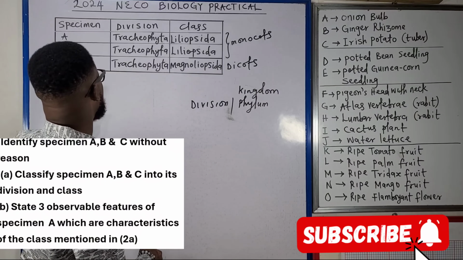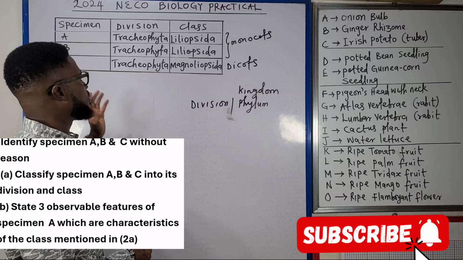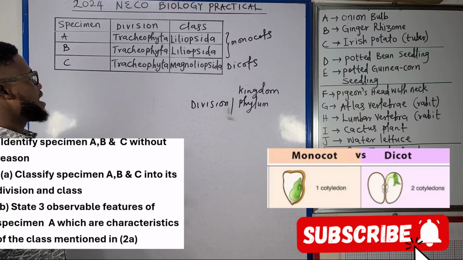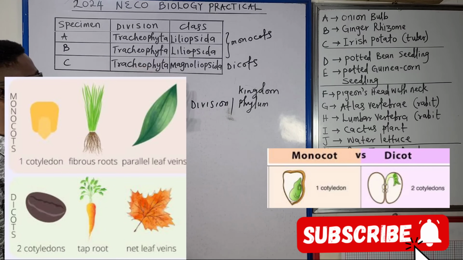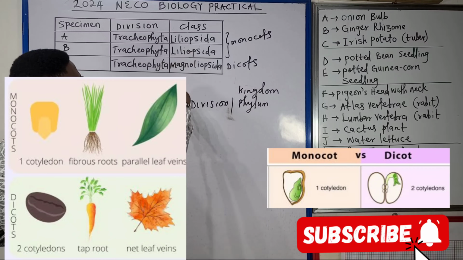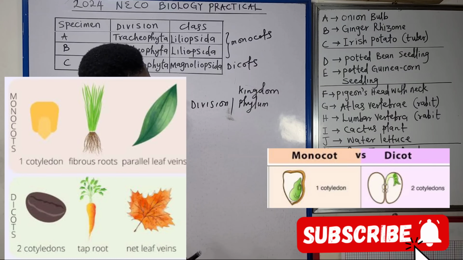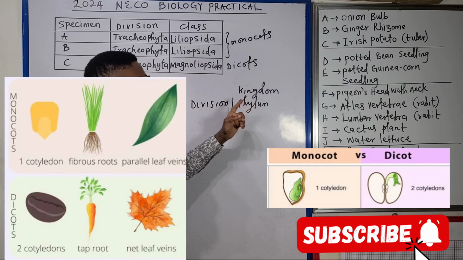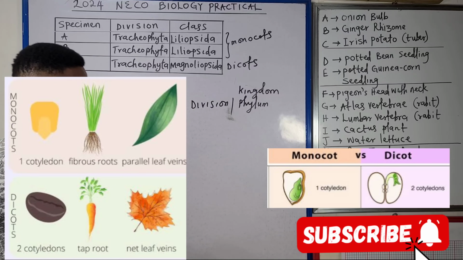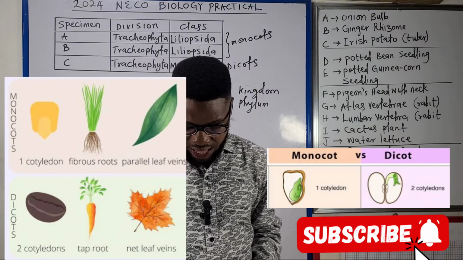Now, talking about the class of specimen A, B, C. Specimen A and B are both Liliopsida. And specimen C is actually Magnoliopsida. What that simply means is that A and B are monocots. They have a single cotyledon, whereas specimen C, the Irish potato, is a dicot, and that's what we call Magnoliopsida. So you can see that, just in case you have that question.